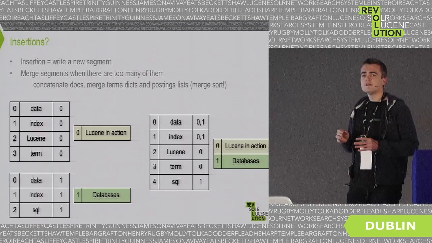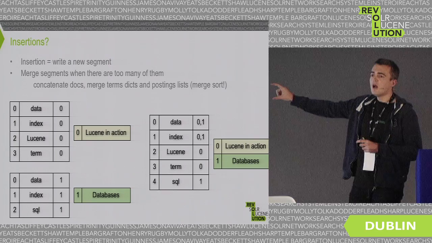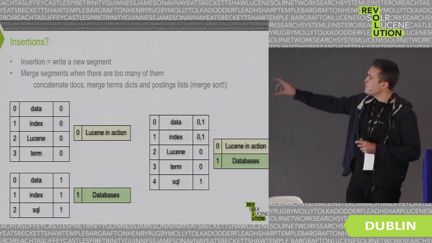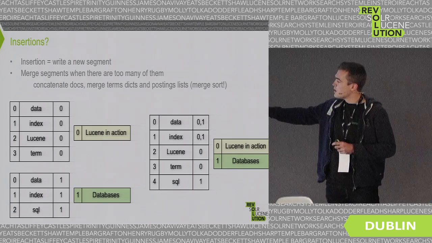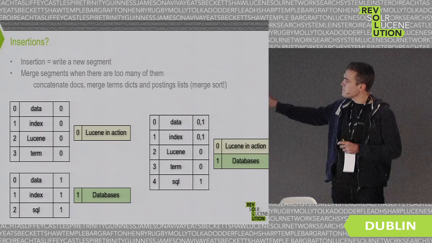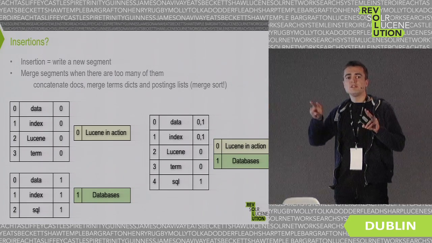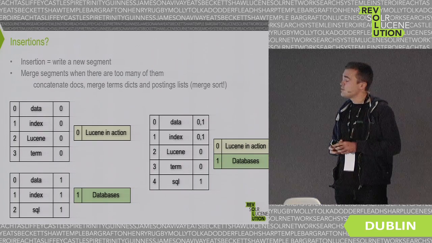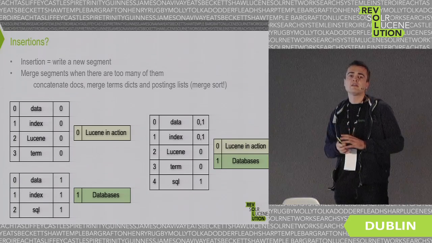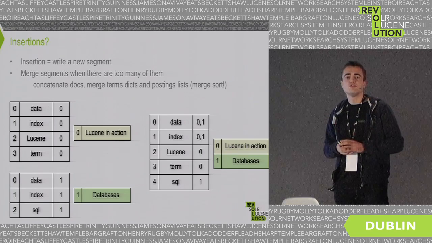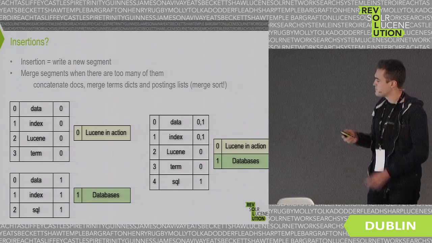So in the end, merging is not that expensive because all we had to do is concatenate documents. As you can see, we just had to concatenate data for Lucene in Action and databases to build the stored fields of our new segment. And to merge the term dictionary, all we had to do is merge 2 sorted lists. So this means that merging segments is exactly like running a merge sort on the terms dictionary, which is quite efficient.